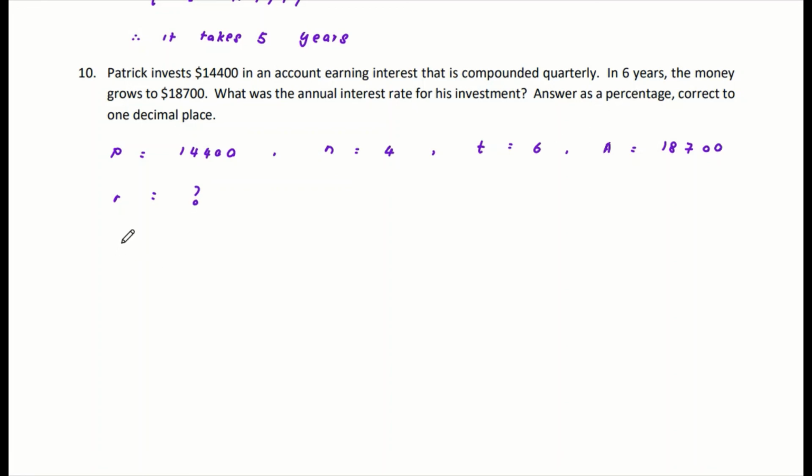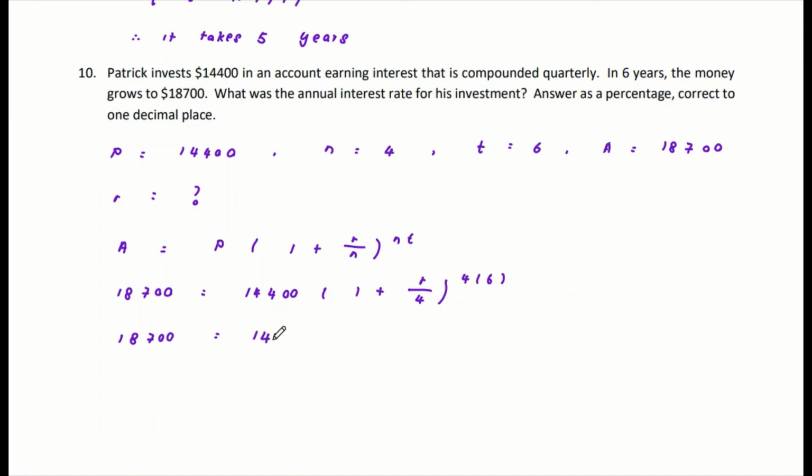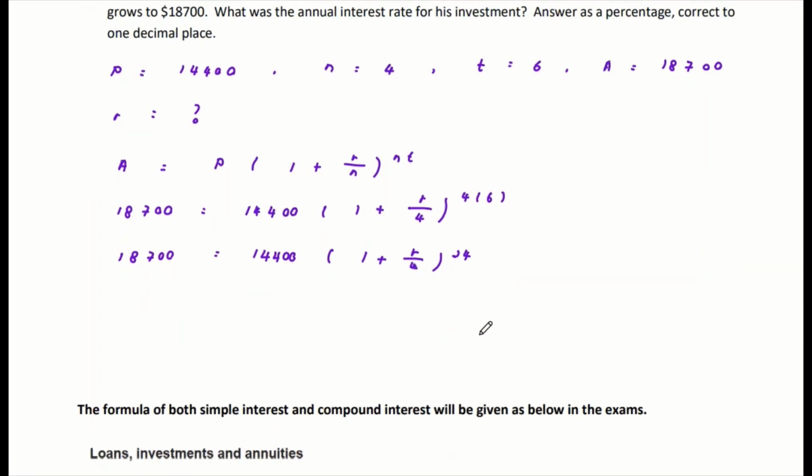Same thing, use our formula just now. A equals P times (1 plus r over n) to the power of nt. So the A here, 18,700, equal to the principal 14,400 times 1 plus r, which is what we want to find, over 4, to the power of 4 multiplied by 6. Now let's simplify the power part: 1 plus r over 4, to the power of 24. Then we can put this in our calculator as well.